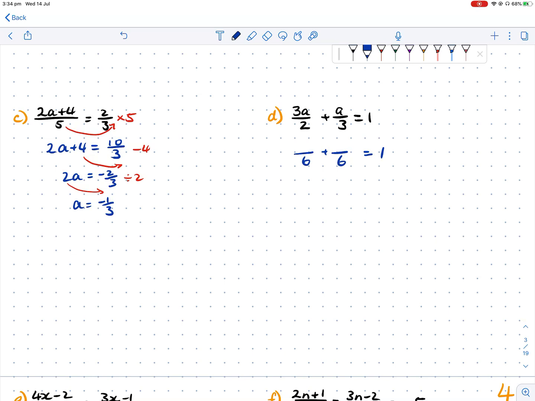On the first term, we had to multiply by 3, so we've got 9a in the numerator. The second one we multiplied by 2, so it'll be plus 2a, and that's equal to 1. 9a plus 2a is 11a. 11a over 6 equals 1. Then we're going to multiply the 6 across. So 11a equals 6. I'm going to divide by 11. So a is equal to 6 over 11.